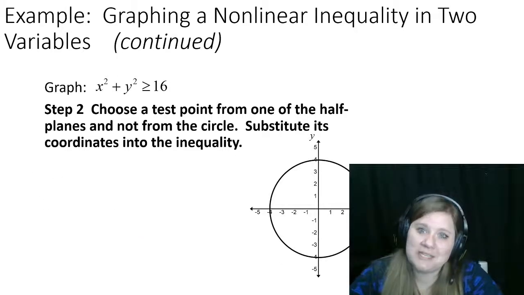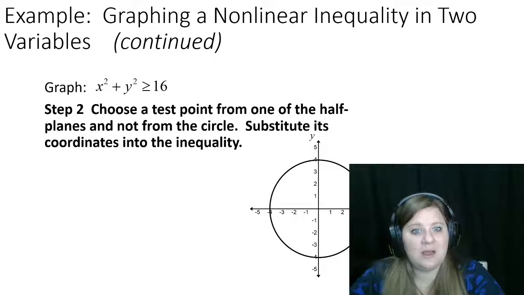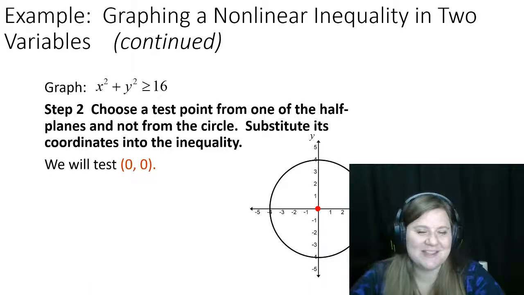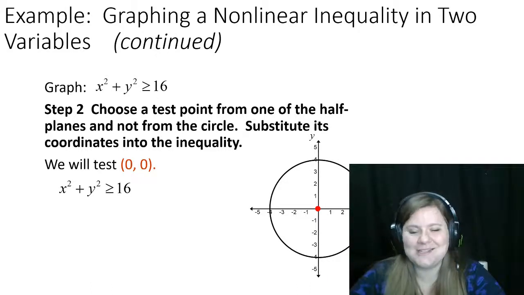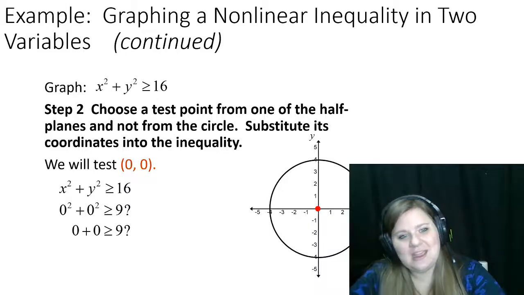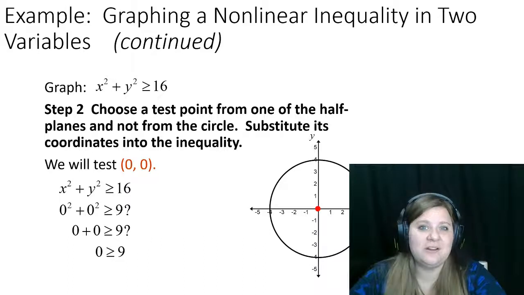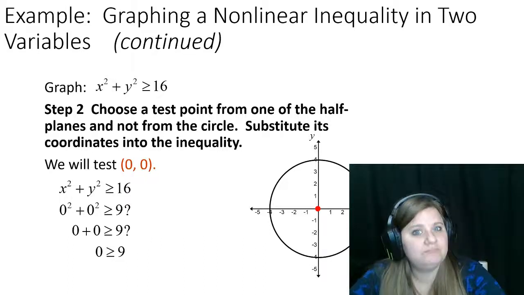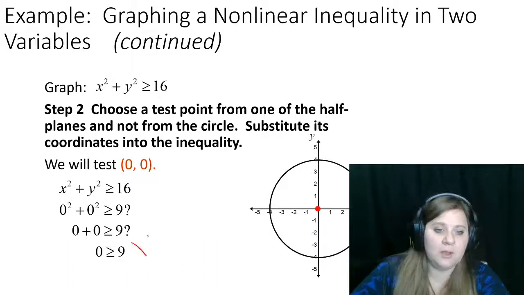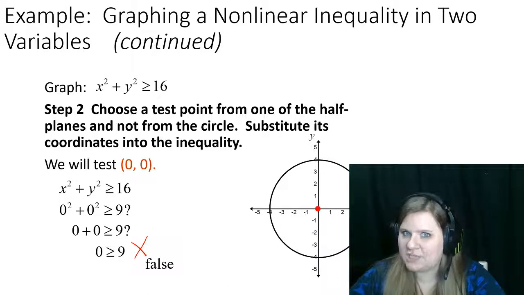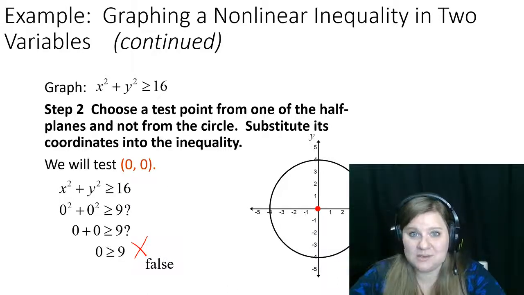Now we need to choose a test point. So I'm going to pick 0, 0 again, because it's not on the circle, so I can do that. I plug in 0 for the x and 0 for the y, and I get 0 plus 0, which is 0. Is 0 greater than or equal to 9? No, it is not. So that tells me that I cannot shade where the 0, 0 is.